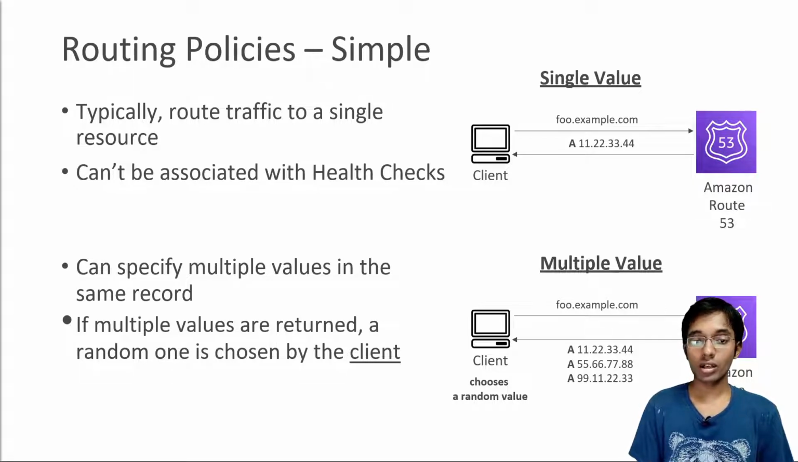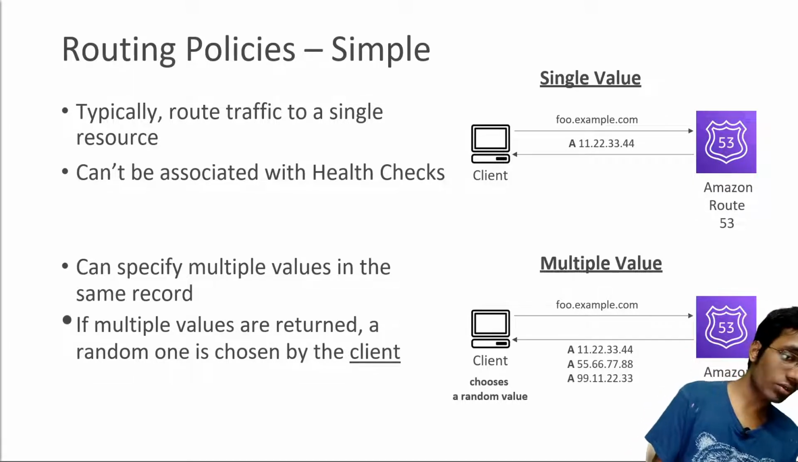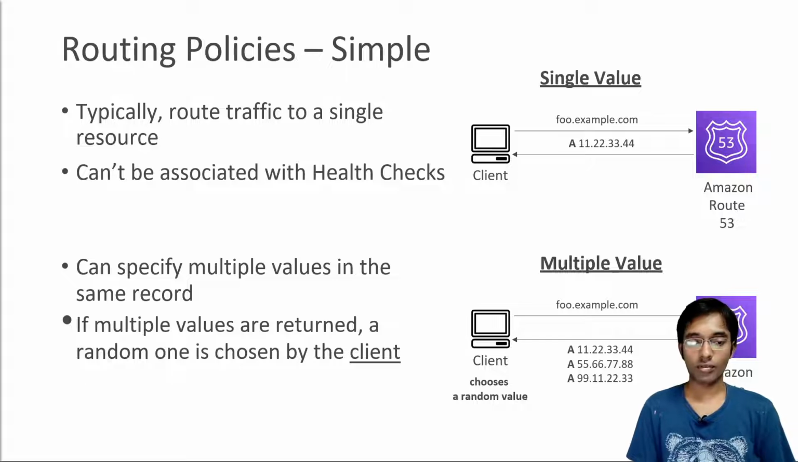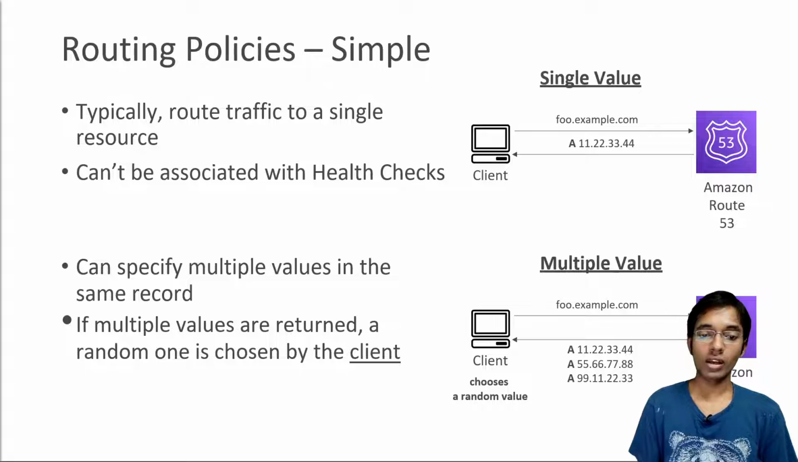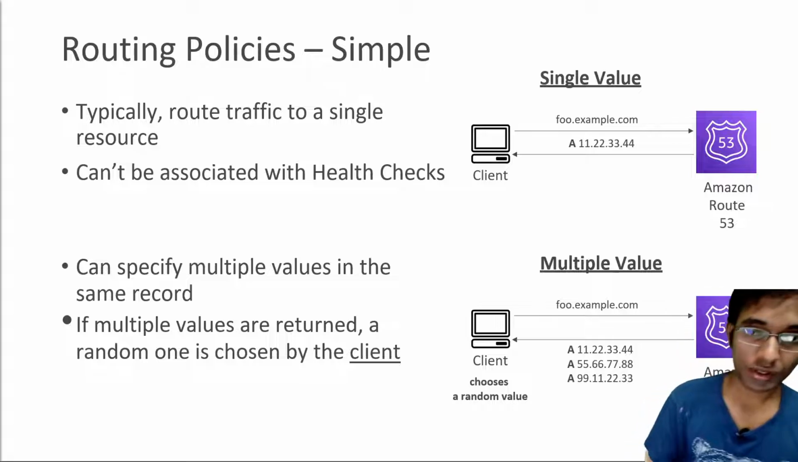So here's an example. The client goes to foo.example.com and then gets a value back. This is super simple, but you can also specify multiple values in the same record. And if that's the case, then a random one is going to be chosen by the client. So the client is asking for a DNS request and then gets multiple values as a result. At the bottom that you are seeing is Amazon Route 53. So the client is going to choose a random value. Okay, so that's the simple routing policy.